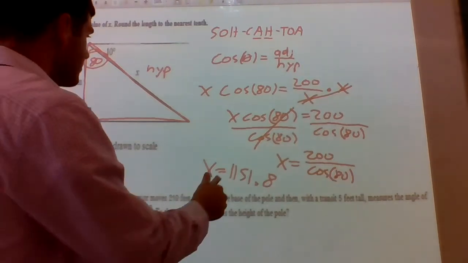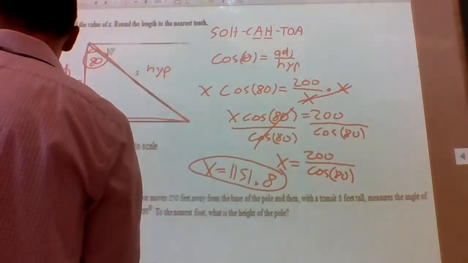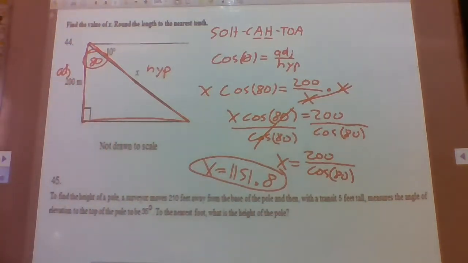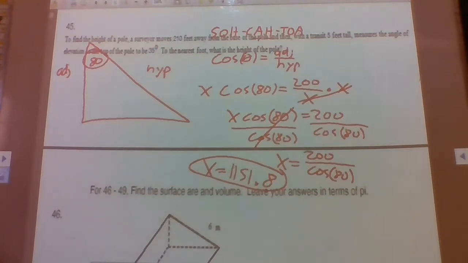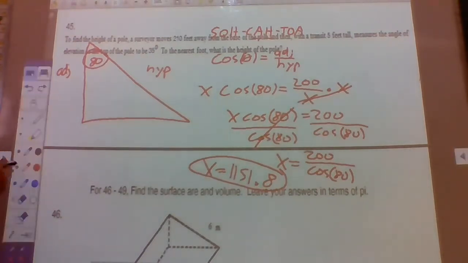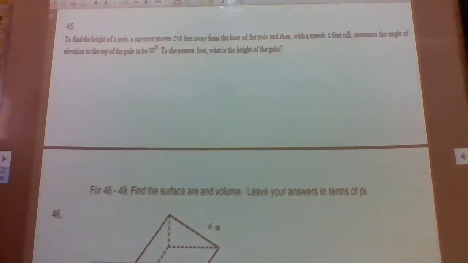All right. Okay, and then 45. To find the height of a pole, a surveyor moves 210 feet away from the base of the pole, and then with a transit 5 feet tall, measures the angle of elevation to the top of the pole to be 35 degrees. To the nearest foot, what is the height of the pole?